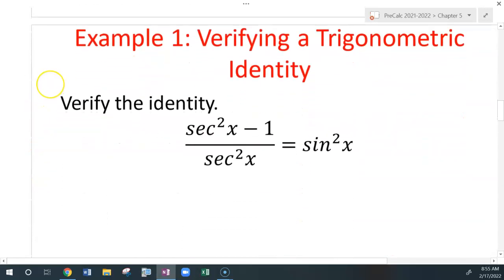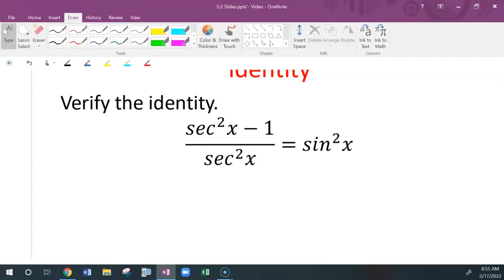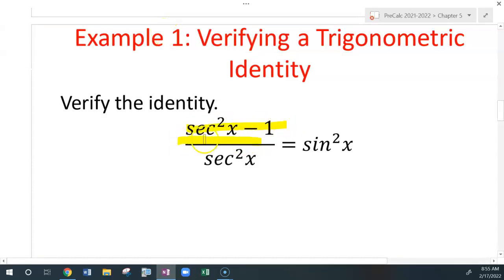All right, here's our first one. We're going to verify the trig identity. In our numerator, we have secant squared x minus 1, over secant squared x, and that's going to equal sine squared x. By verify the identity, what I mean is rearrange one side and make it match the other side. So I am going to focus on just the left. This is the only side I'm going to work on. I'm going to keep the right the same every single time.